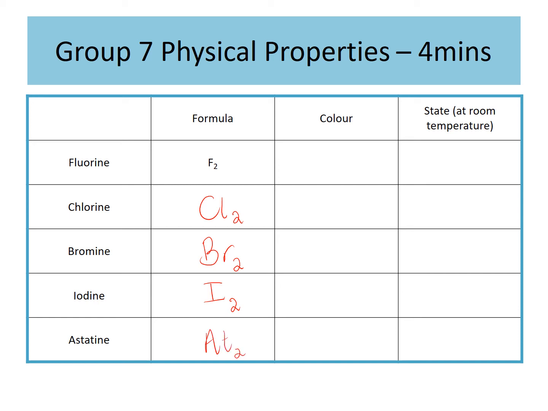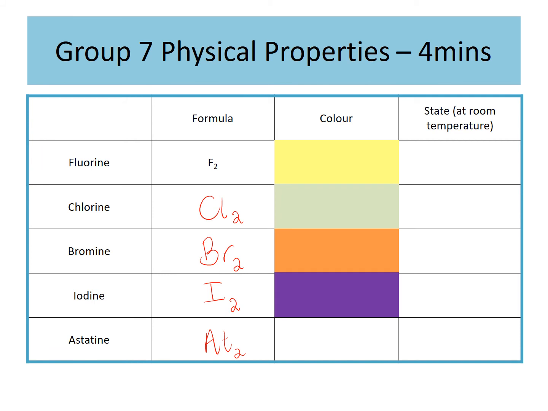And then you've got astatine as well, which we don't really learn too much about, but that also goes around in pairs. So then if we look at the colours, rather than writing the colour, if you've got some colouring pencils, you can just fill in the block where the colour is shown. So for fluorine, it's a really nice pale yellow colour. For chlorine, you have a pale green colour. Bromine is orangey, orange. Iodine is purple. And astatine is black.